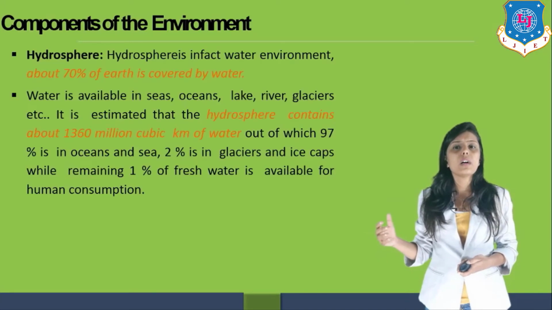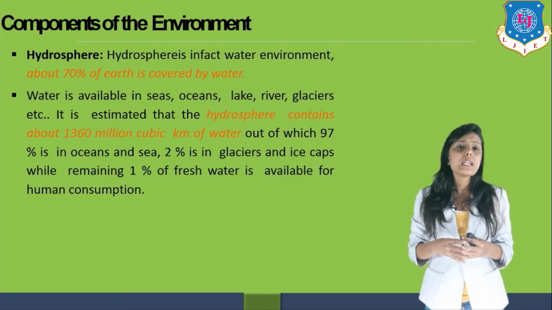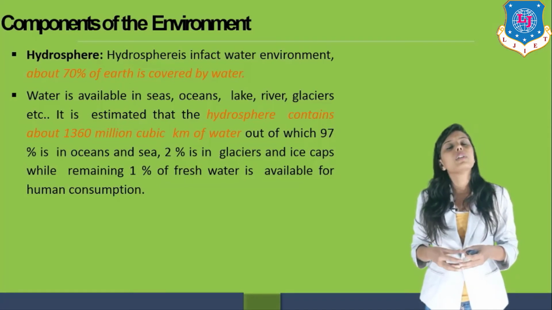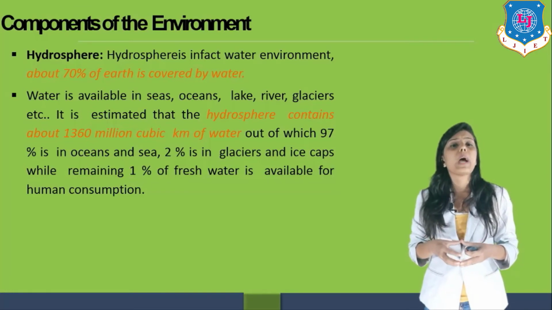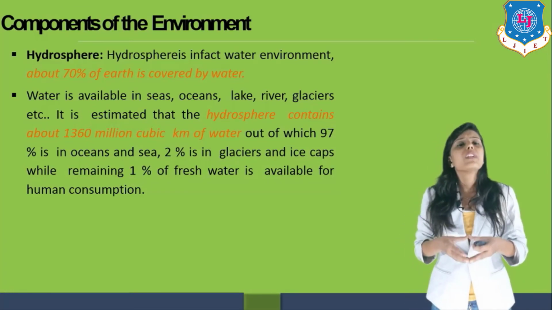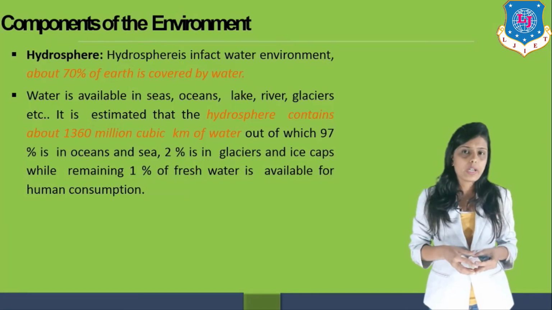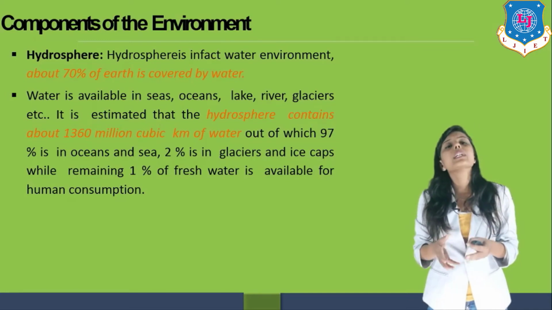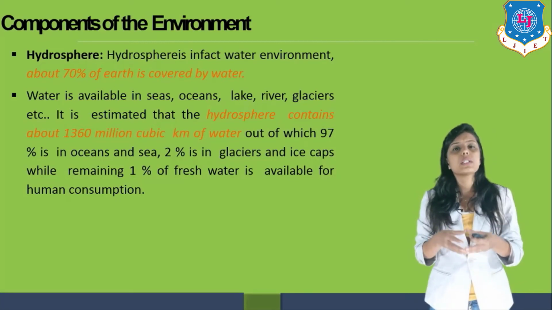Now let us study the other components of the environment, starting with the hydrosphere. Basically there are four components of the environment: atmosphere, hydrosphere, biosphere and lithosphere. We have already studied the atmosphere. The second most important component of the environment is the hydrosphere. Hydrosphere means the water part of the environment. About 70% of the earth is covered by water. Water is available in seas, oceans, lakes, rivers, glaciers, etc.